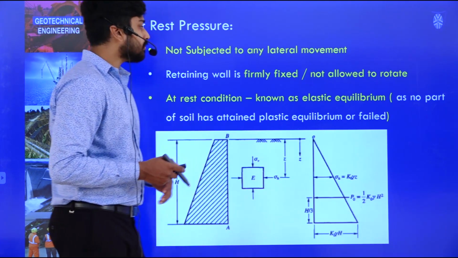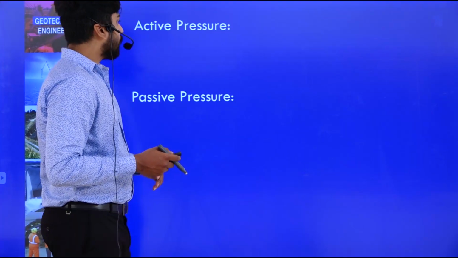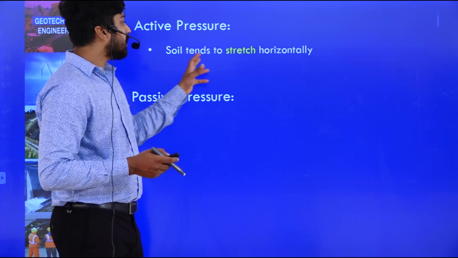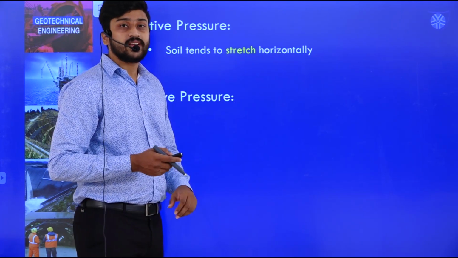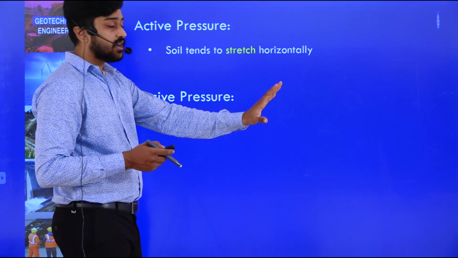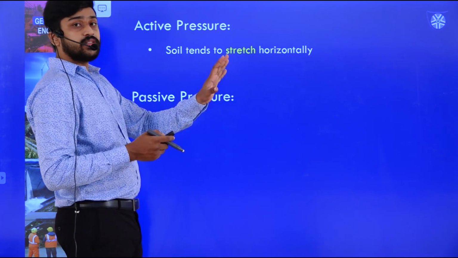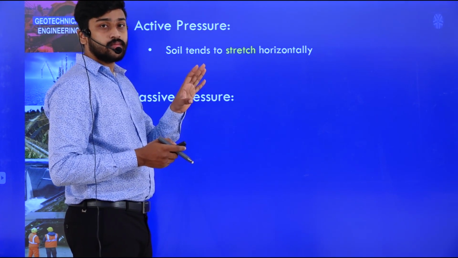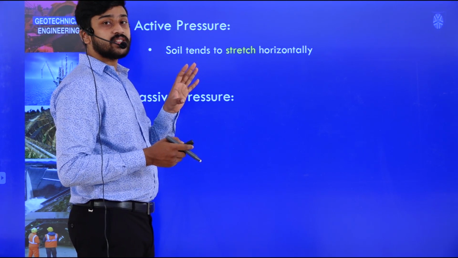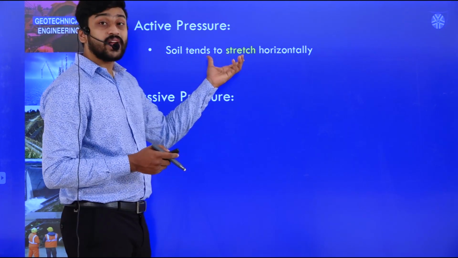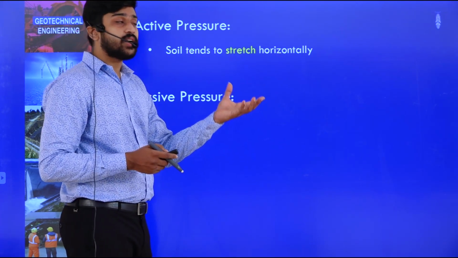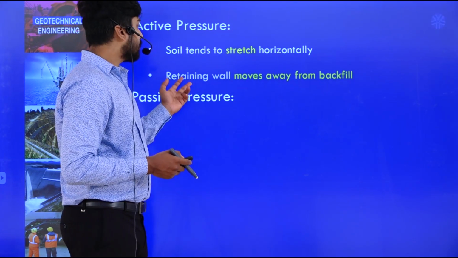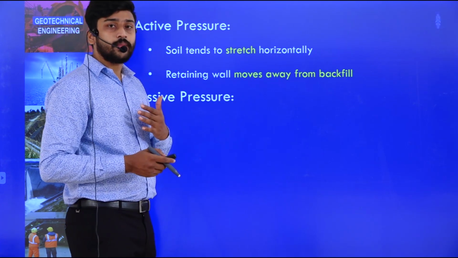Now, what do we mean by active pressure and passive pressure? As I have stated, the soil tends to stretch horizontally. That means if this is the soil here and the wall movement is backwards, away from the soil, it is trying to stretch horizontally. In such a case, the pressure on a soil element is my active pressure. So the retaining wall moves away from the backfill.